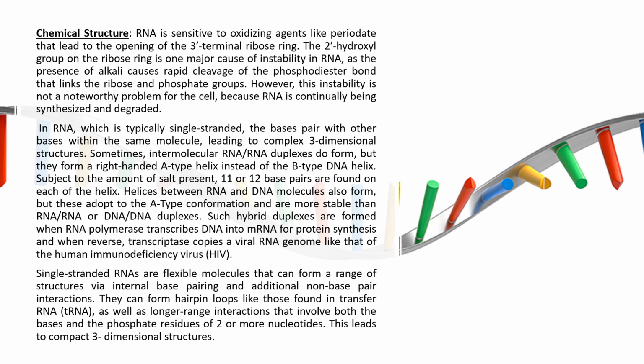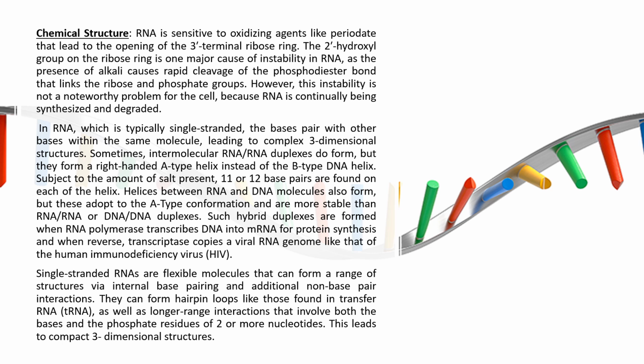Helices between RNA and DNA molecules also form, but these adopt the A-type conformation and are more stable than RNA or DNA duplexes. Such hybrid duplexes are formed when RNA polymerase transcribes DNA into mRNA for protein synthesis and when reverse transcriptase copies a viral RNA genome like that of the human immunodeficiency virus, or HIV.